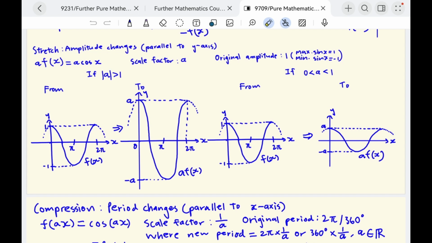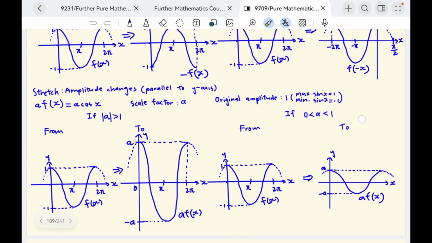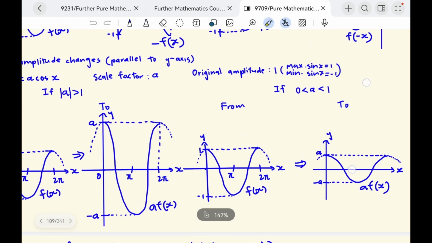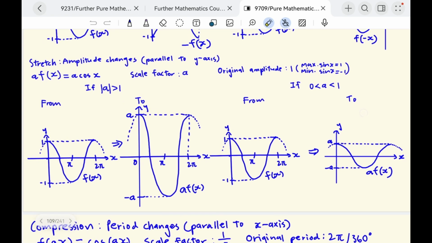So sometimes the original amplitude is not 1 because of the variety of the questions asked in your external examinations. For this one you need to do more exercises, okay, to have a strong grasp of trigonometrics. Alright? So yeah. Otherwise, for a from 0 to 1, you will have the compression of the amplitude. Okay?